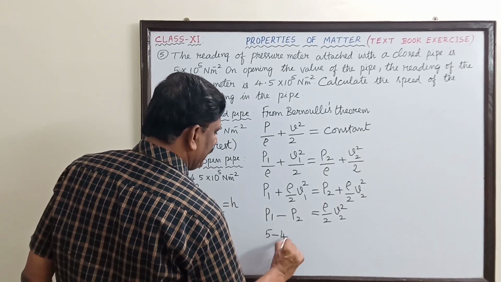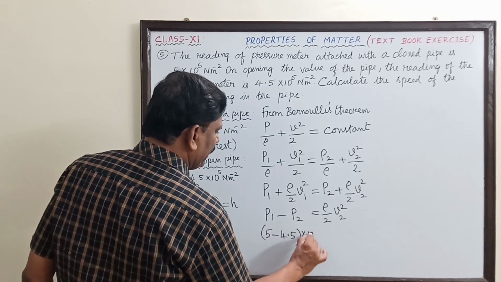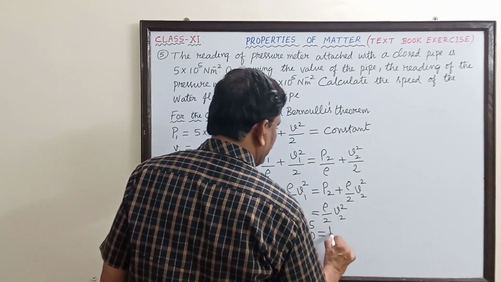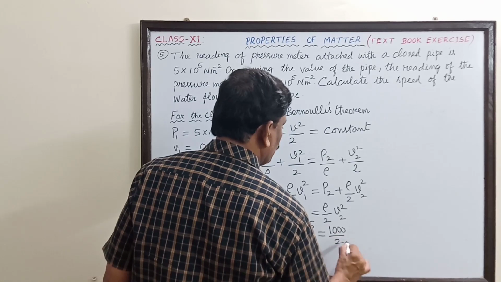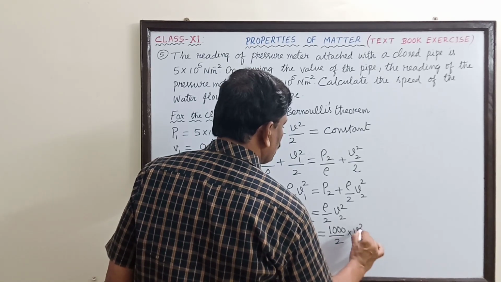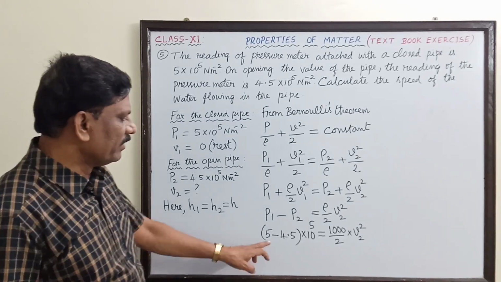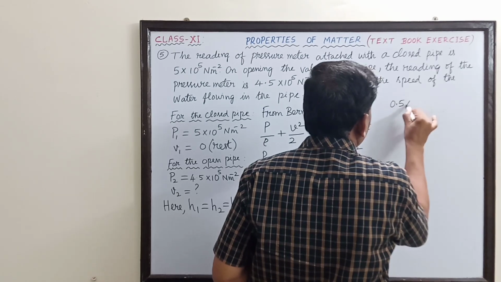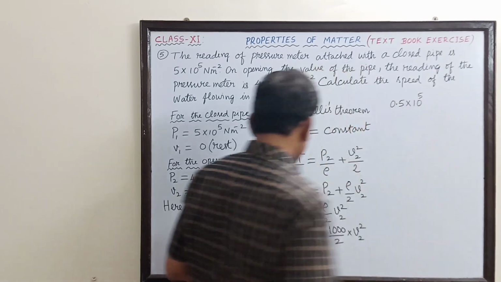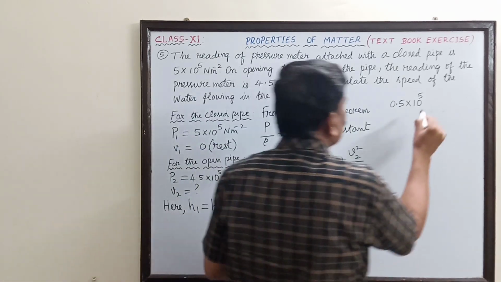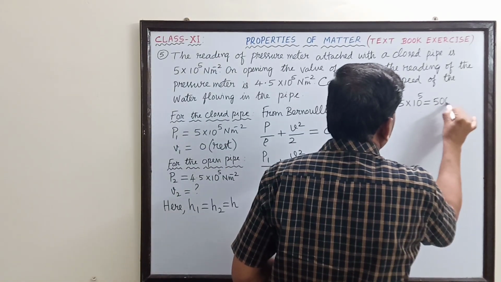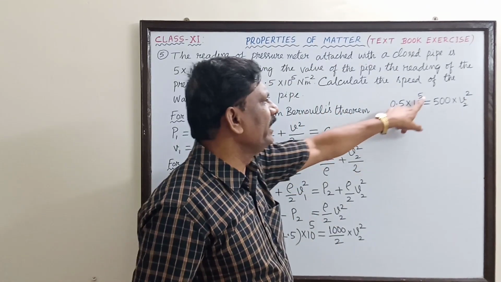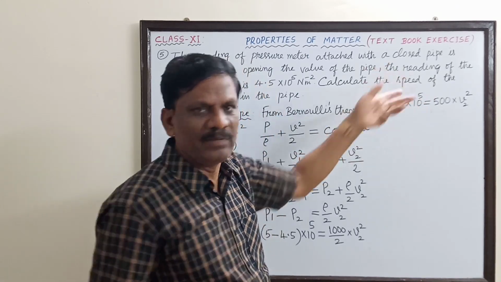So I can write (5 minus 4.5) × 10^5 on the left hand side, the common factor being 10^5. And this is rho by 2, that is 1000 by 2 into V2 square. So the left hand side, 5 minus 4.5, is 0.5 × 10^5. This is equal to 500, since 1000 by 2 is 500, into V2 square. Now this 0.5 × 10^5 also can be written as 5 × 10^4.